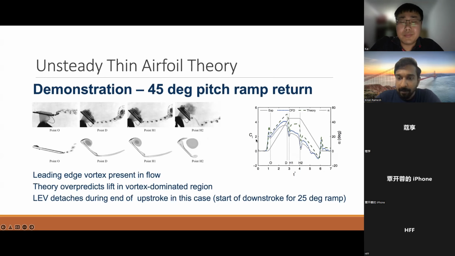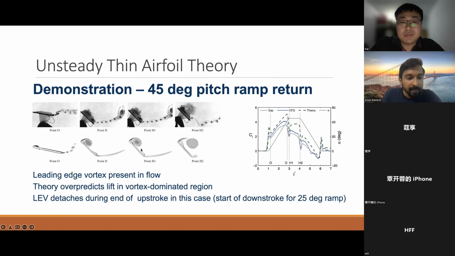And let's look at the lift coefficient on the right. We have results from experiment, we have results from CFD, and we have results from the unsteady thin airfoil theory that I just spoke about. If we look at the theoretical results, we can see that in the first part of the motion, the theory actually does quite well during the upstroke when the wing is pitching up to 45 degrees. However, as soon as we have this vortex formation and detachment that is shown in these figures over here, the theoretical prediction starts over-predicting the actual experimental and CFD prediction.